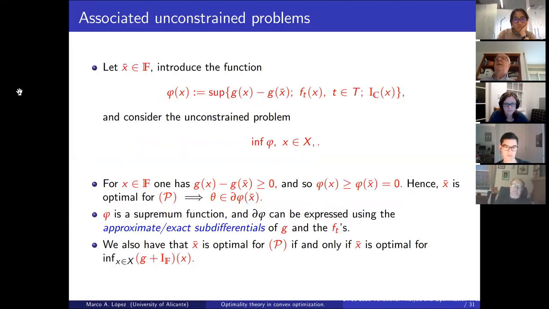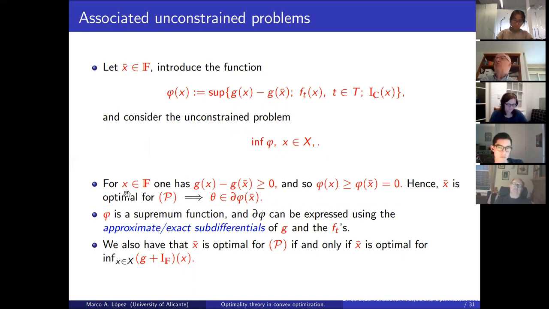Okay, this idea is very elementary. Suppose that x bar is a feasible point and introduce this function here. Phi of x is the supremum of the objective function minus the value of g at x bar, and the functions f_t. Of course, x belongs to the effective domain of g, and so this is a real number. These are the functions present in the constraints, and this is the indicator function. And so, if I consider the unconstrained problem, minimize phi on the whole space, it's obvious that this function is convex, and this is an unconstrained convex optimization problem.